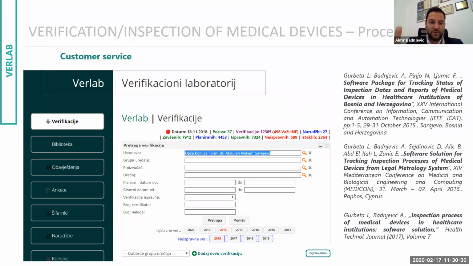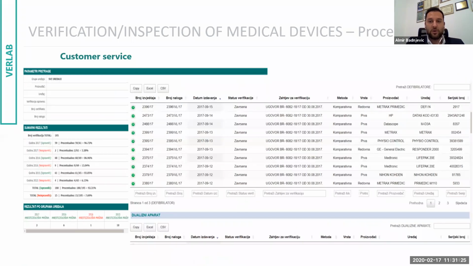So they have a verification library, some kind of reports, surveys, et cetera, and they can check and look up each institution. They can look at each group of devices, manufactured device, when the verification was done, the number of certificates, et cetera. For example, if you are an employee of the VetLab, then you can see all institutions there. But of course, if you are working in some concrete healthcare institution, then you can see just the information about your institution, in fact, about your medical devices. So this is how it looks.